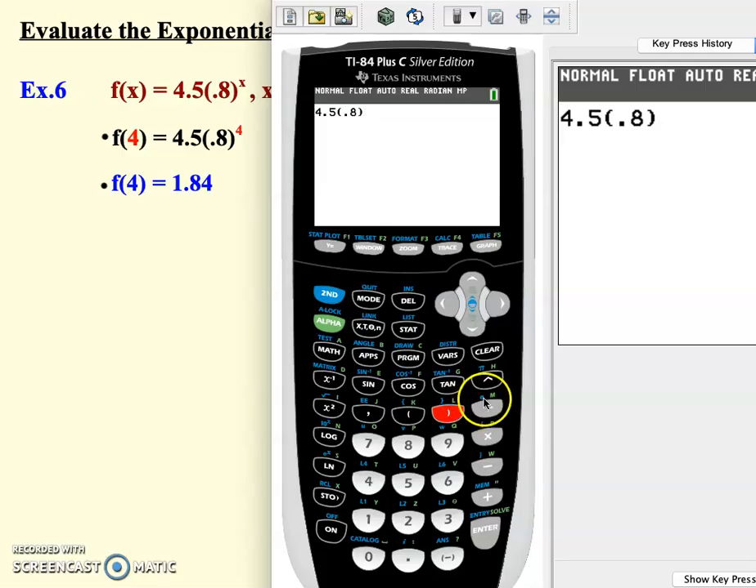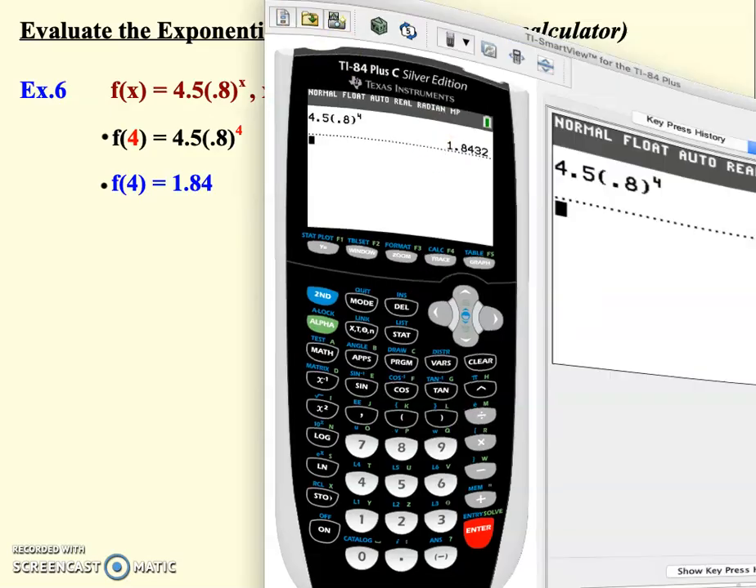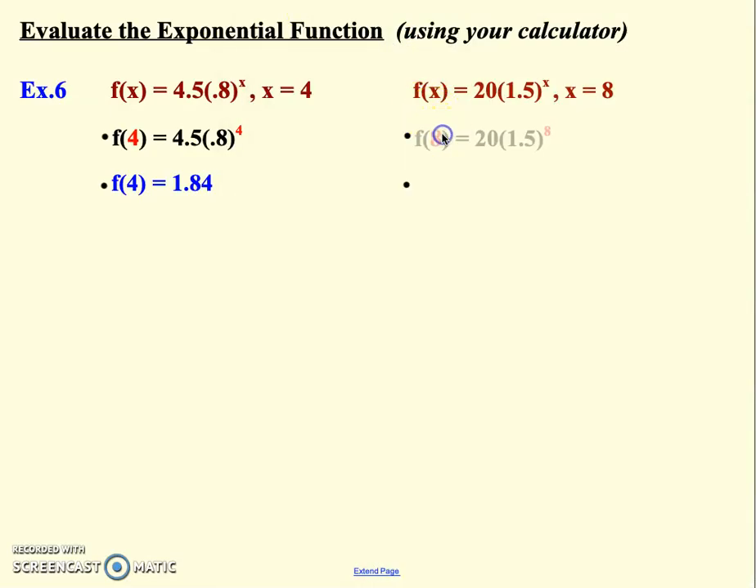Most calculators have a set of parentheses. Here's my exponent key. You might have a y to the x key instead. And then I'm going to put in 4 and get my answer. I rounded a little bit, but there's the full answer. Okay, so this is just about getting around your calculator. I'm probably not going to spend much time here.